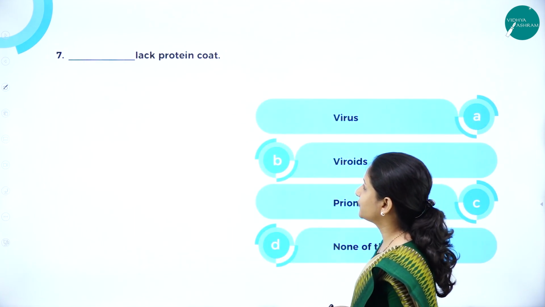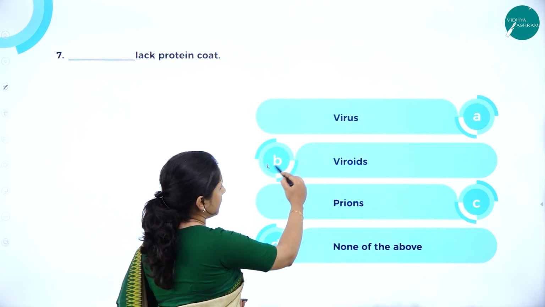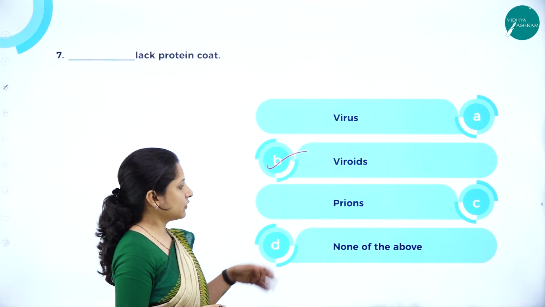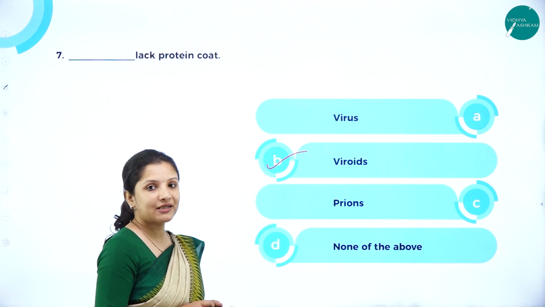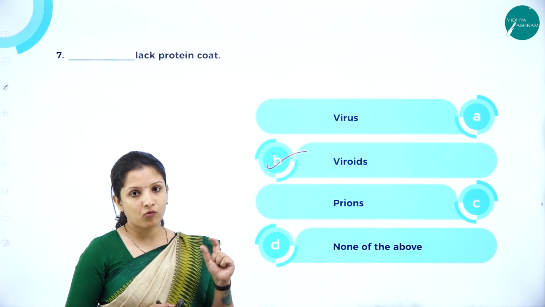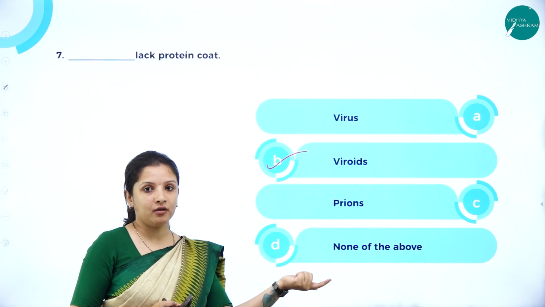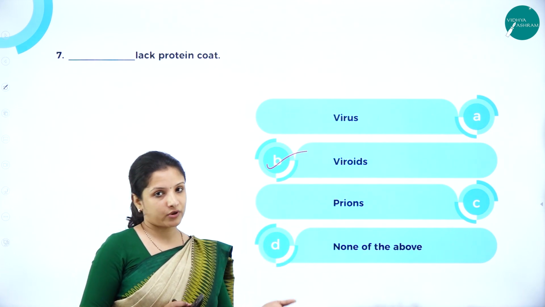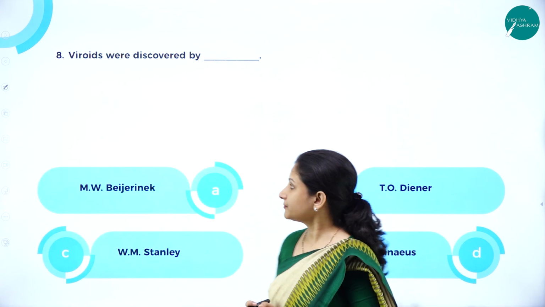Next, dash lacks a protein coat. It is viroids, because viruses have a protein coat. It's not prions, and not none of the above either, because viroid is the right answer. You can remember it as devoid. The word devoid in English means lack of something. So, devoid, viroid. Viroids are organisms which are devoid of a protein coat. The answer is viroids here.